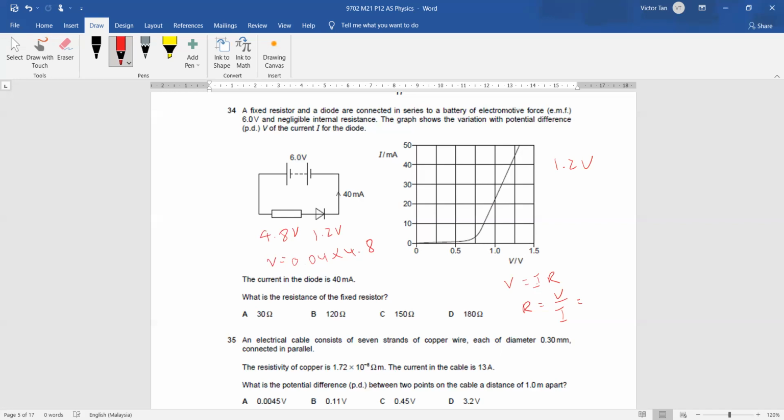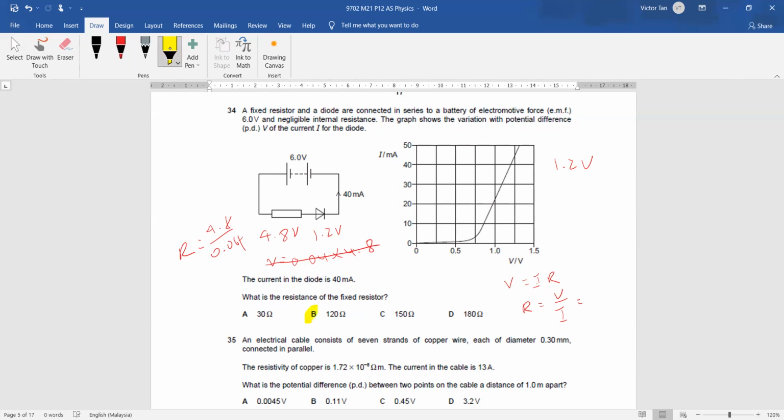Resistance equals V over I, sorry. So resistance equals 4.8 over 0.04. There's always a check and balance. Answer is 120.